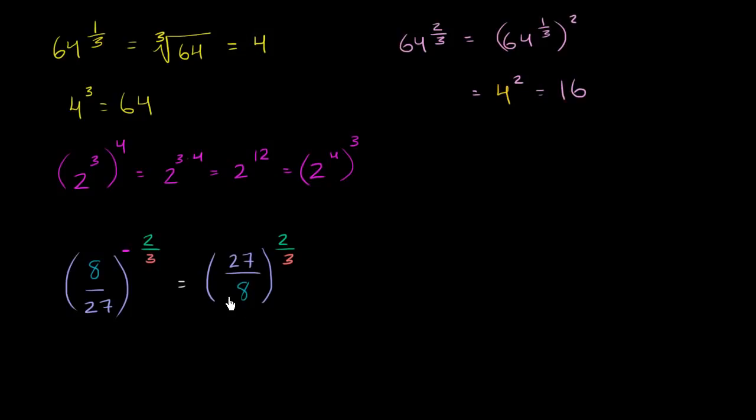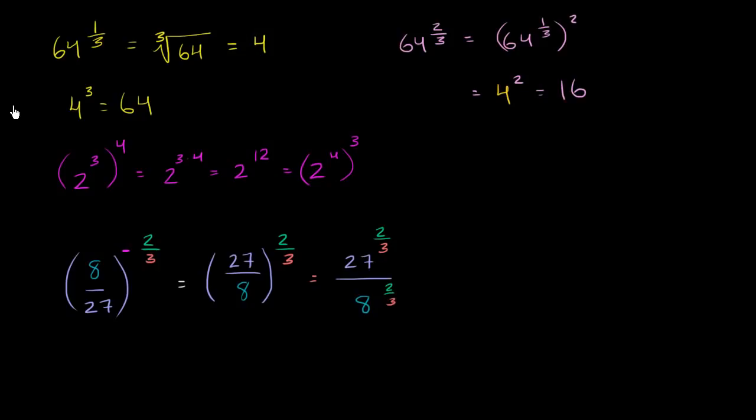Now, how can we handle this? Well, we've already seen that if I have a numerator to some power over a denominator to some power, and this is another very powerful exponent property, this is going to be the exact same thing as raising 27 to the 2/3 power, over 8 to the 2/3 power. Notice, if I have something divided by something and I'm raising the whole thing to a power, I can essentially raise the numerator to that power over the denominator raised to that power.